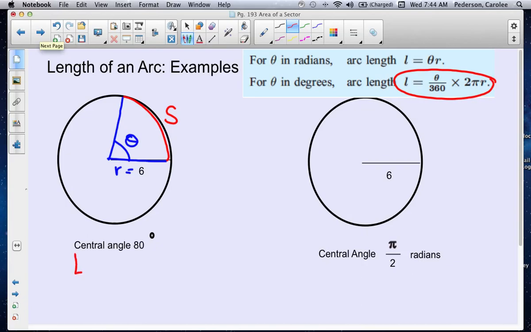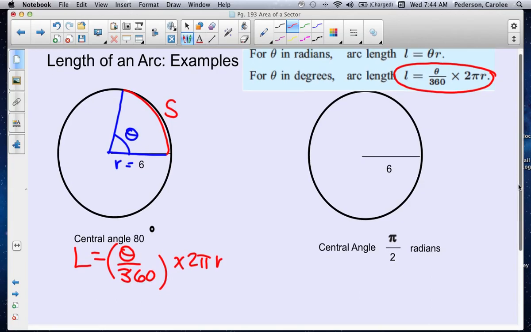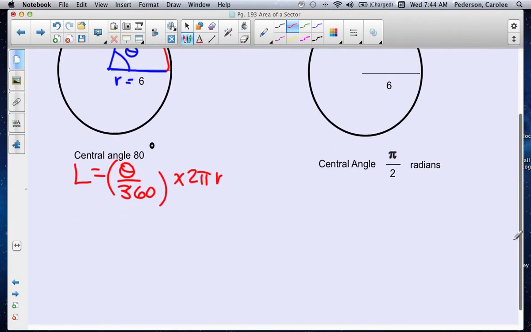So arc length equals theta over 360 times 2 pi r. So our central angle was 80 degrees divided by 360 times 2 pi, and then the radius is 6.